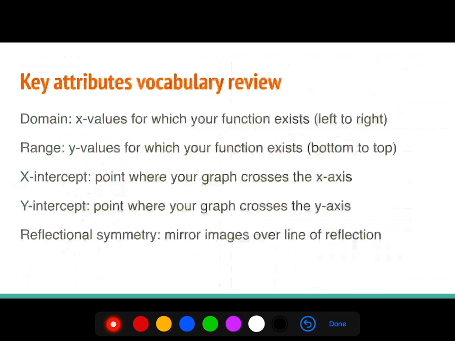There it is again. Now remember some of our key attributes. We're going to be looking at domain and range. That's the x and y values. The x and y intercepts. That's the points where you cross through the x and y axis. And one more is reflectional symmetry. That's where we're going to look at the mirror images over a line of reflection. We're going to see the symmetry. Is it across what line?